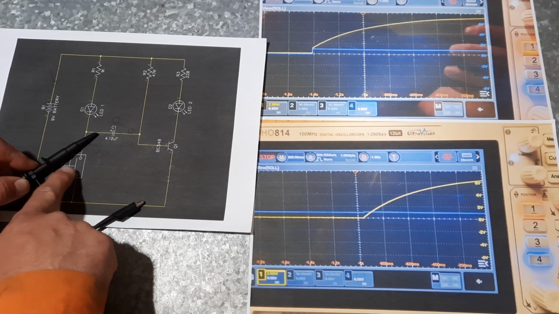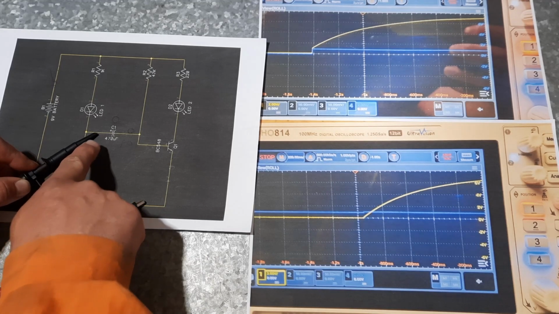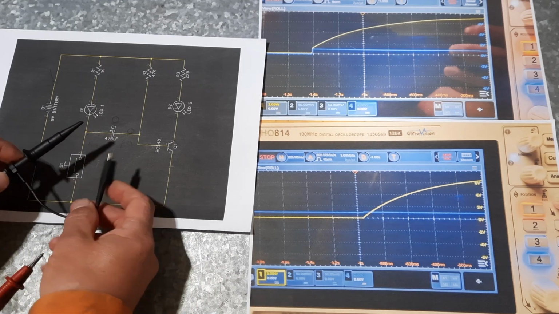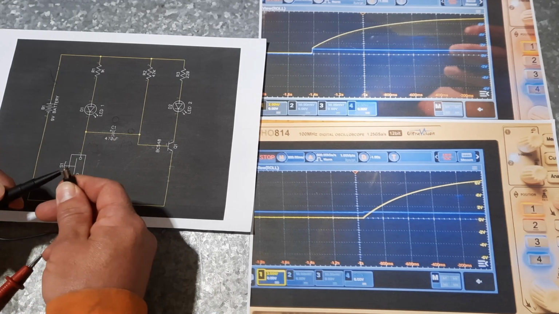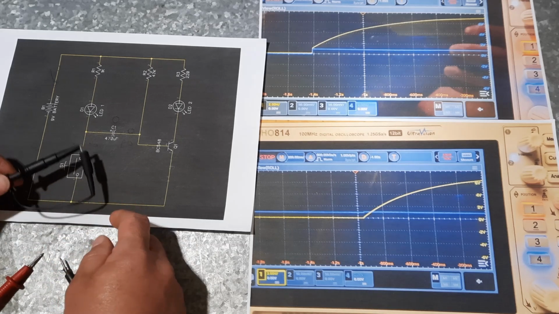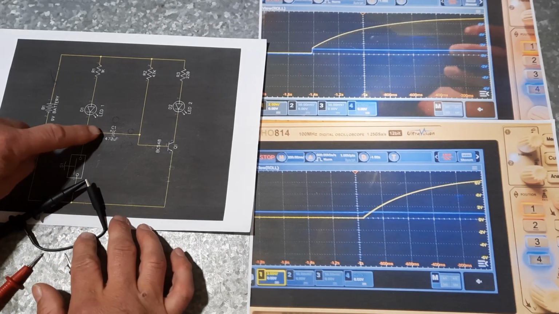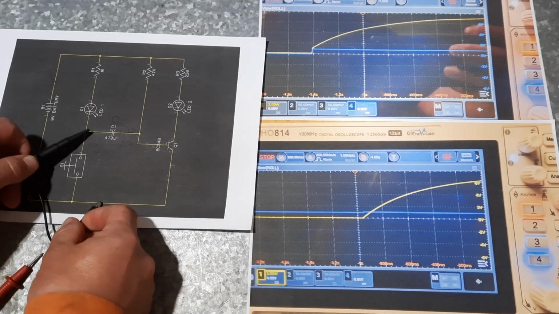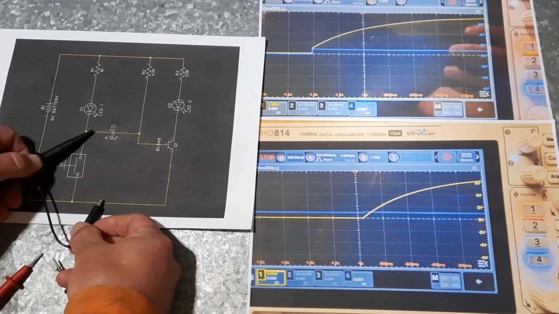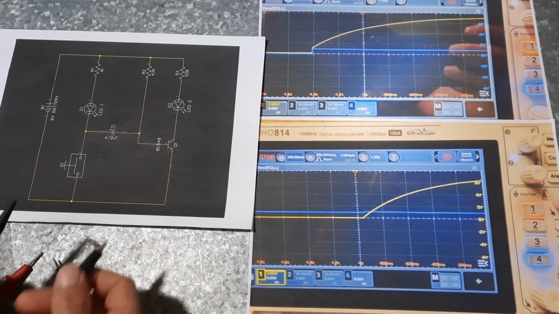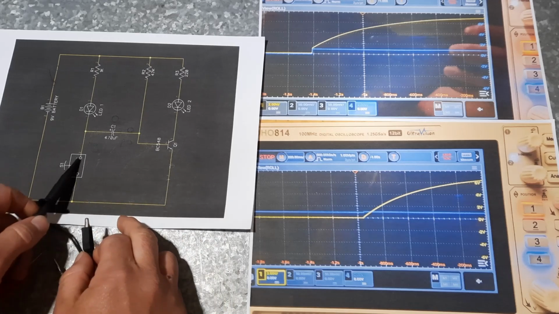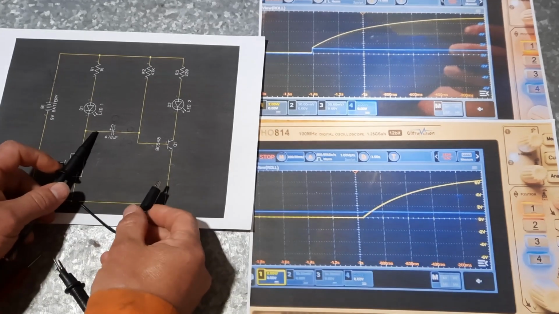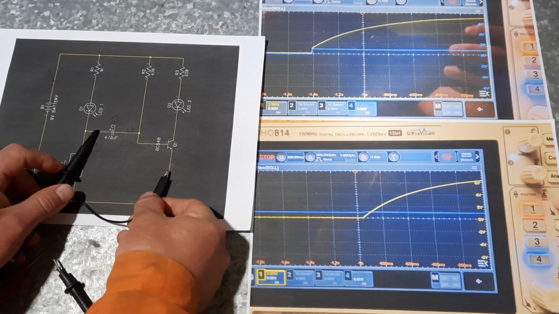While this button is pushed in, this and this are connected. They're at the same potential. There is zero potential difference between them because it's all one piece of wire. The second that we let go of that button, this scope is now measuring again from here to here.